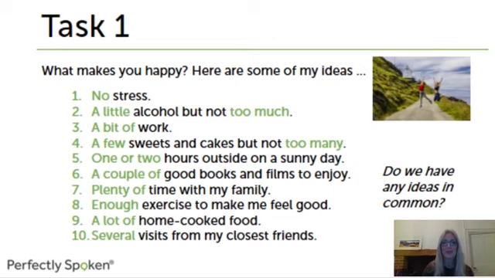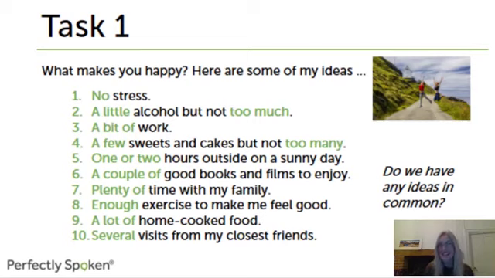Let's get going. Okay, what makes you happy? Here are some of my ideas. There are 10 ideas. I'd like you to read through them with me and see if we have any ideas in common. Do you agree with me on any things, or what other things do you think are the ingredients, if you like, to happiness? Number one, no stress.